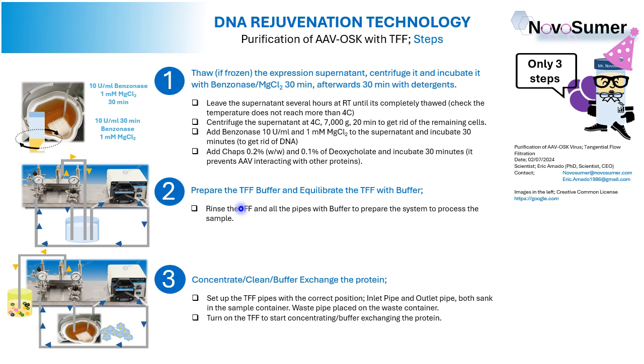Okay, well, the second step is preparing the TFF buffer and equilibrating the TFF with the buffer. That is to say that we want to prepare the system to receive the EVs in the best conditions. And the best conditions is this buffer that we are going to prepare. Okay, so we just circulate the buffer through the system, and the system will be equilibrated with this buffer. This is the second step.